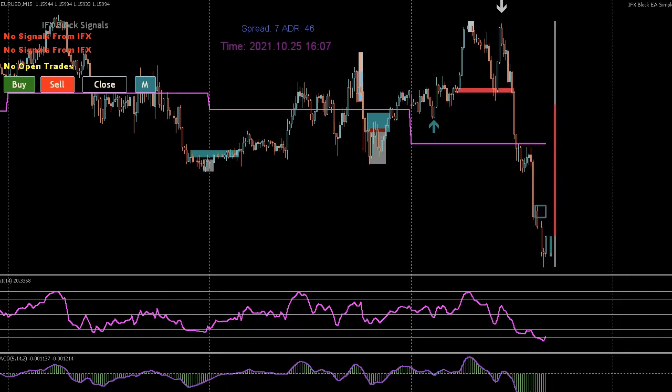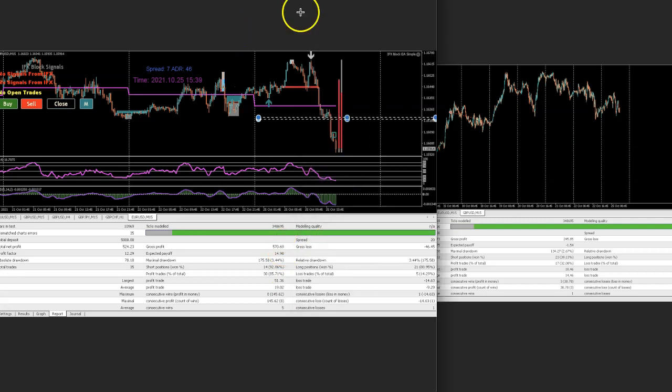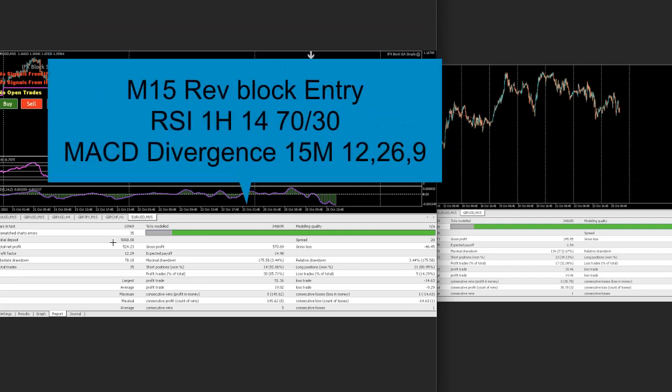So I have an example here which is really interesting. This is a $5,000 account. I ran it with the strategy of 15-minute entry with the divergence on 15 minutes, and I also added the RSI on 1 hour. This is only a 5-month test that I ran really quick. And this is averaging.